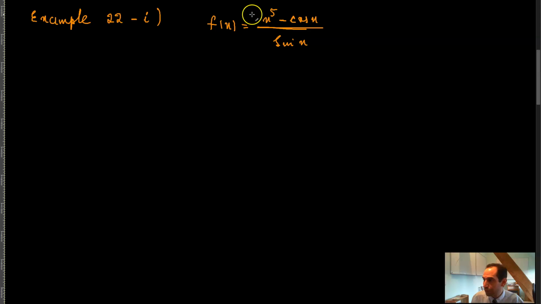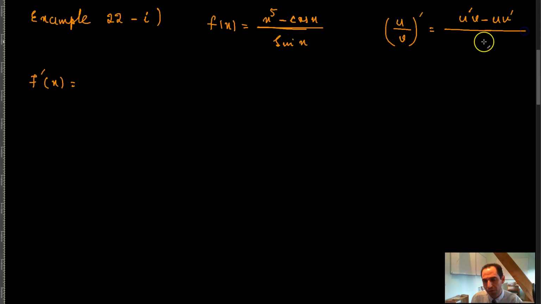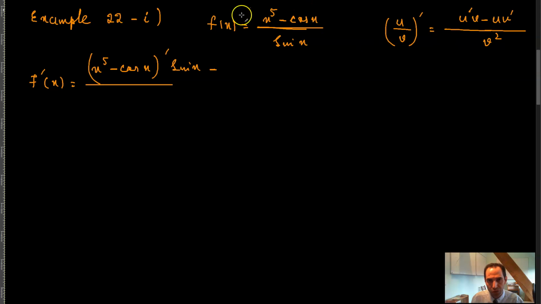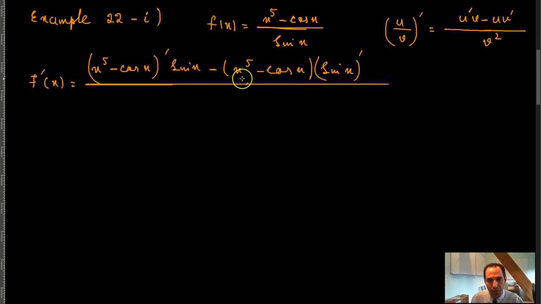And so you can use the quotient rule, of course, meaning that you can write f prime of x is equal to, the quotient rule is u by v whole prime is equal to u prime times v minus u v prime over v squared. So you can write this as u prime times v, which is x raised to the power 5 minus cos x whole prime times sine x minus basically u, which is x raised to the power 5 minus cos x times v prime, which is equal to sine x whole prime. And then divide that by sine squared x.